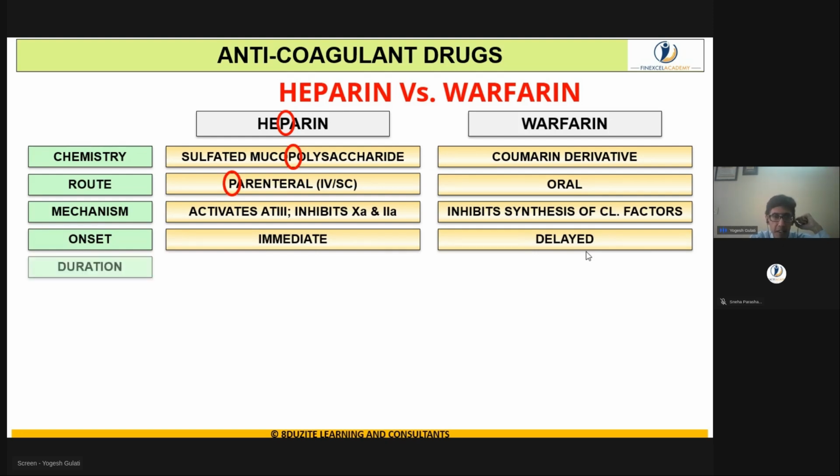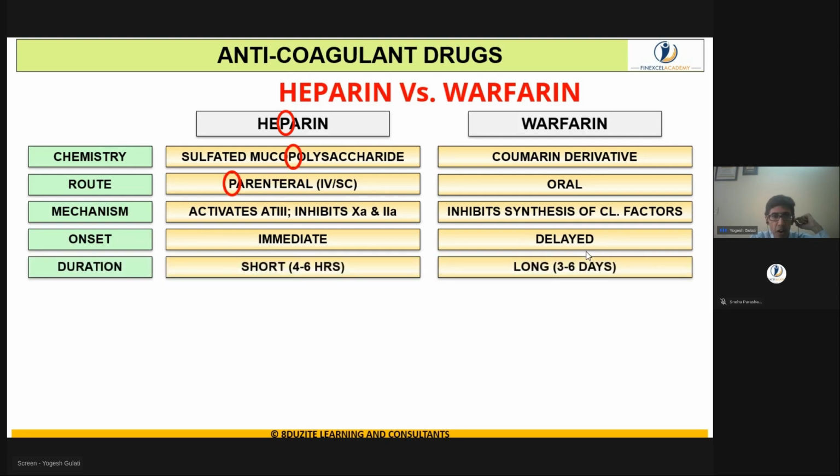Heparin action is immediate. Then duration. Obviously, heparin is immediate action, short duration. It will come quickly, it will go quickly. So the duration of action is 4 to 6 hours. Warfarin will come after some time, but it will remain for a long time. So heparin is 4 to 6 hours duration, and warfarin acts for 3 to 6 days.